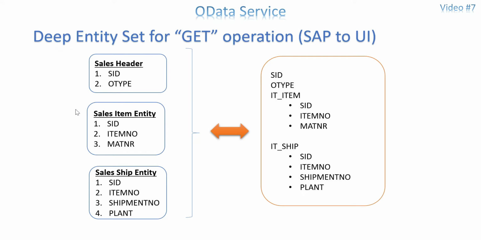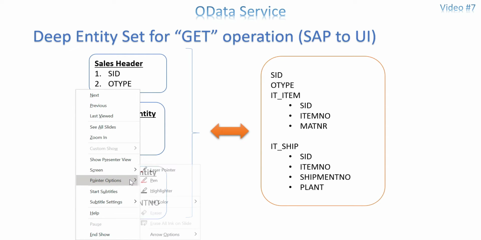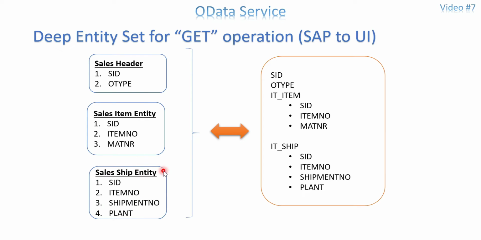So this is the previous video concept. So we used a get operation method, and we sent the information of header, item, shipment to the UI with the help of deep entity. So this is my internal table, nothing but deep entity set. So I have a header information, I have a item information, I have a shipment information. So for this we used a HTTP method called get.